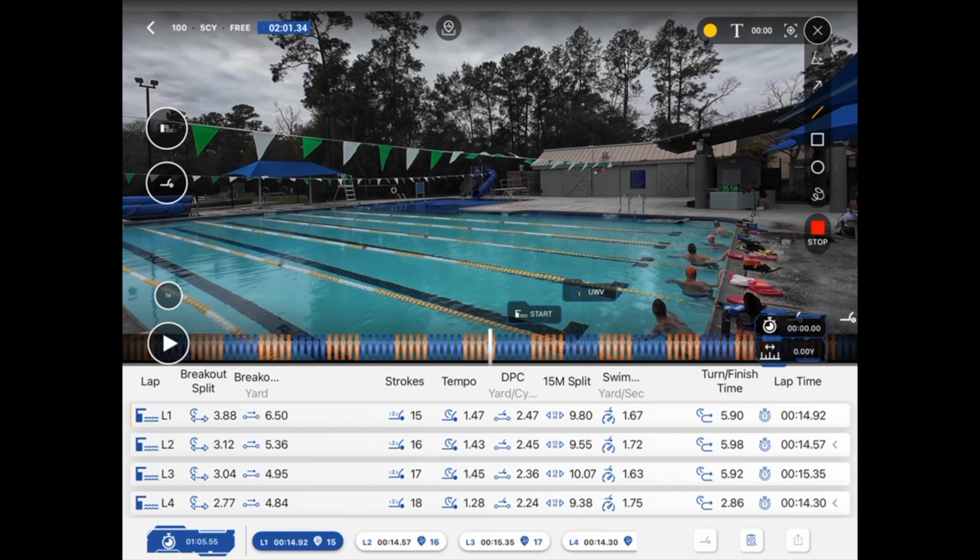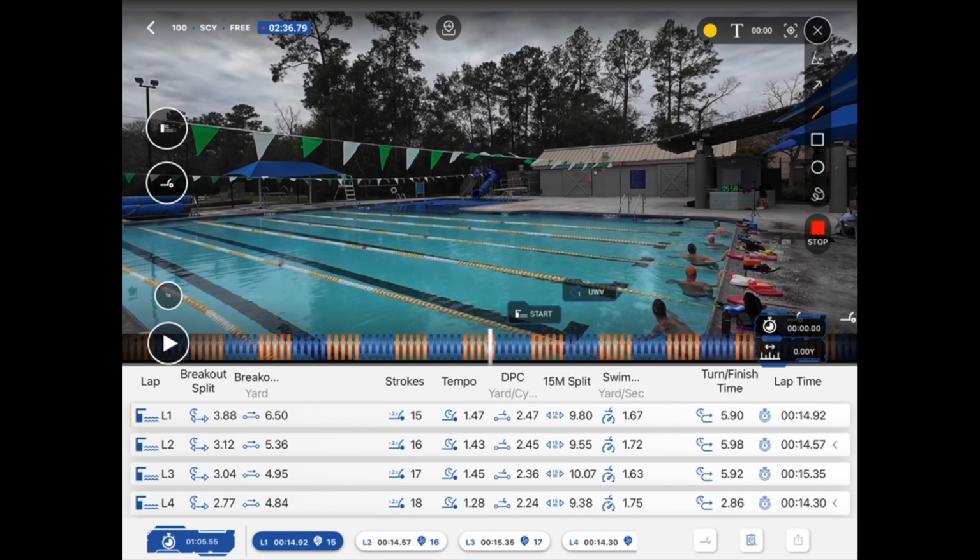So he's a little bit faster on this split. He's held the same amount of tempo, one more stroke, but didn't really take a hit in his distance per stroke cycle. Then we go to 17. Tempo comes back up just a little bit, but that distance per stroke cycle is going down. Definitely getting slower. He was about 10 seconds to the 15 meter split versus 9.8. Yards a second now is down to about 1.63.